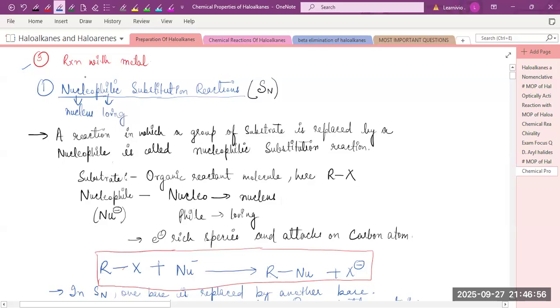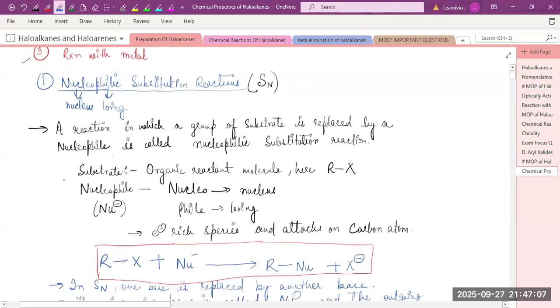So nucleophilic substitution reactions are those reactions in which the group of substrate... See, first understand the words substrate and nucleophile. So substrate is basically an organic reactant molecule. Because we are just doing the nucleophilic substitution reaction of haloalkane, here the substrate is your haloalkane, RX, alkyl halide. And what is nucleophile? Nucleo means nucleus, positive, and phile means loving. So nucleus loving, they are known as nucleophile.